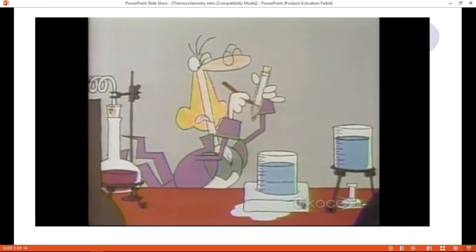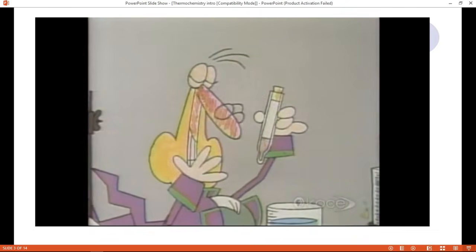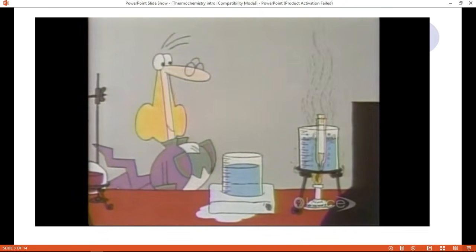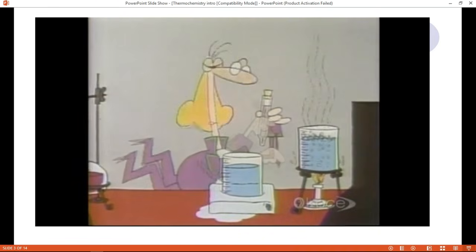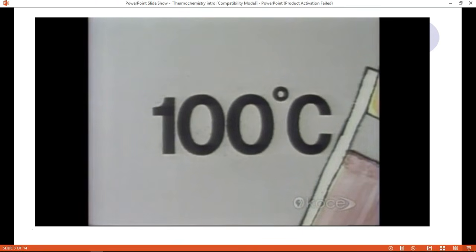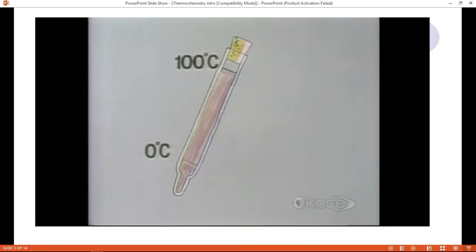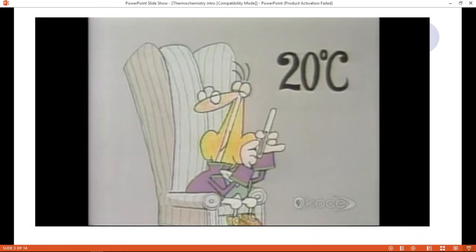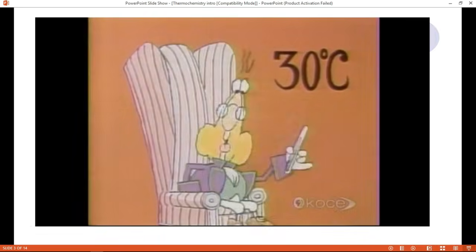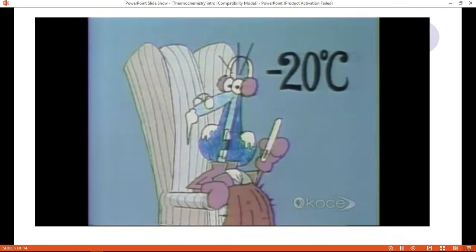He decided to label this freezing point of water 0 degrees Celsius. Next, he put the tube into some boiling hot water, and the mercury expanded up to here. He marked this boiling point of water 100 degrees Celsius. Now he had a means of measuring the relative speeds of molecules. In other words, the relative temperature or degree of hotness of things. Comfortable room temperature is 20 degrees. But 30 degrees is a bit too hot. And minus 20 degrees is much too cold.